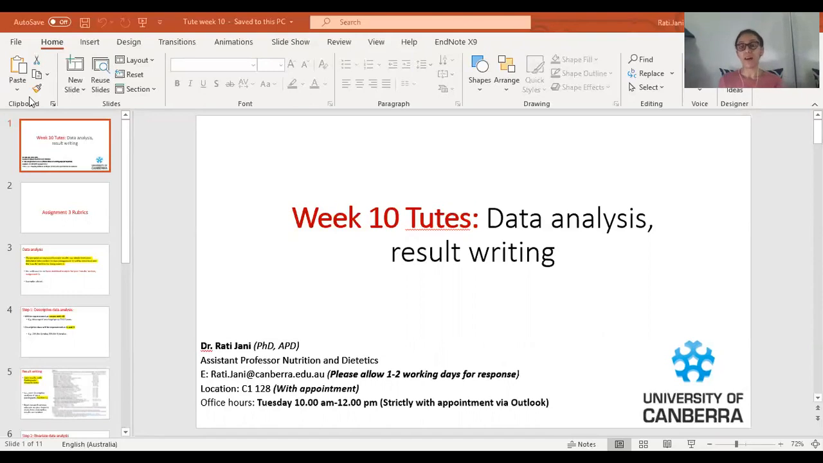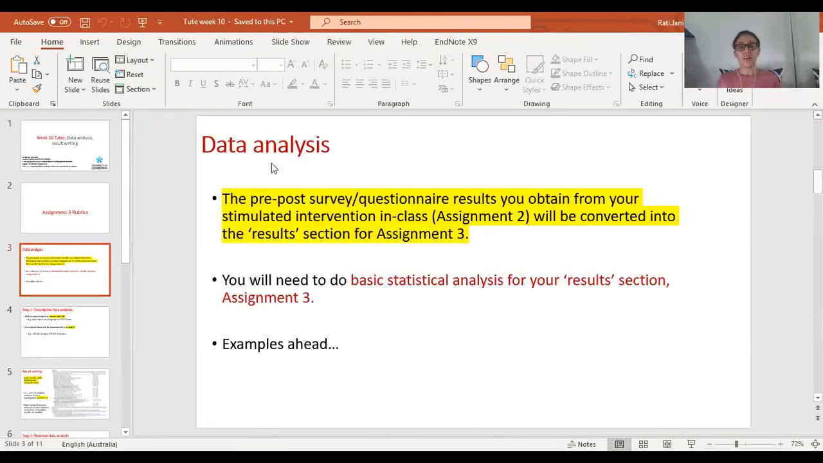Okay, so I'll start with the details now. Basically, as I said, you will need to use SPSS to do your data analysis for your section 2 and section 3 of your questionnaire. All right. And that is the information you're collecting before intervention, after intervention, section 2 and section 3. Okay, so that is what we'll be working on.